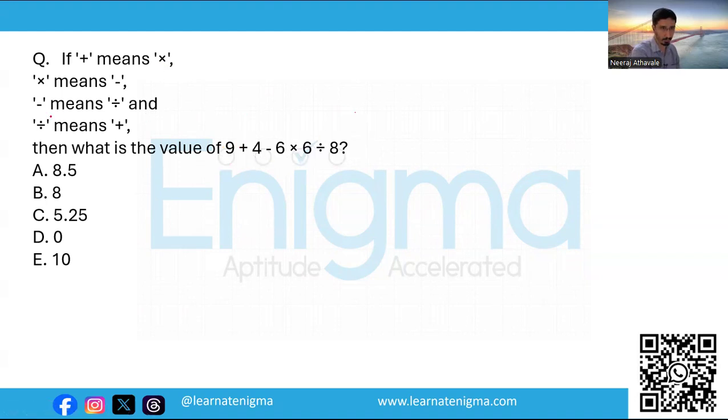So 9 plus 4, plus means multiplication. So this becomes 9 into 4 minus 6. Minus is division. So divided by 6. Multiplication is minus. So minus 6. Division is plus. So plus 8. Okay. Now after we replace it, we have to solve it by the BODMAS rule.